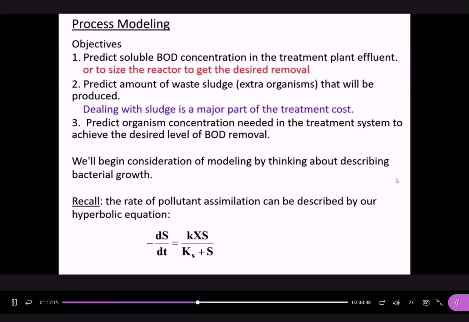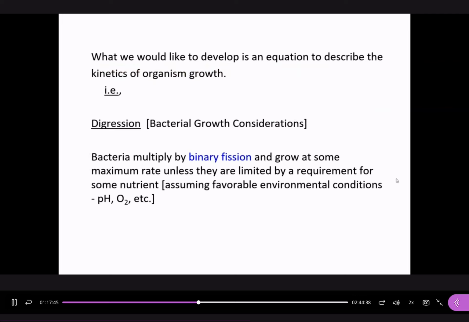After class, please go to that slide and carefully check the definition. But Ks is a concentration. Ks is not a coefficient. But anyway, we started with this. X is cell concentration. It's a variable in this equation. So what we would like to develop is an equation to describe the kinetics of microbial growth. So what we want to know is dx over dt. X is microorganism concentration. dx over dt is the change of microorganism concentration with time.